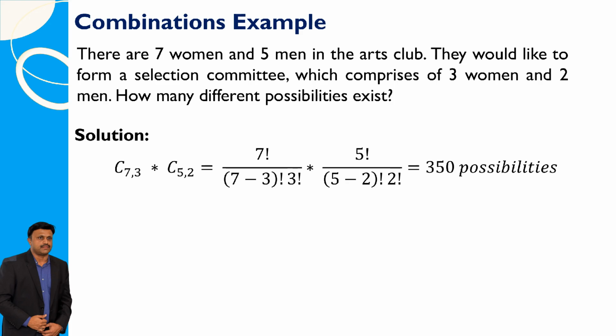In an arts club with 7 women and 5 men, a selection committee of 3 women and 2 men is to be formed. The number of possible committees can be calculated using combinations as 350 possible combinations.